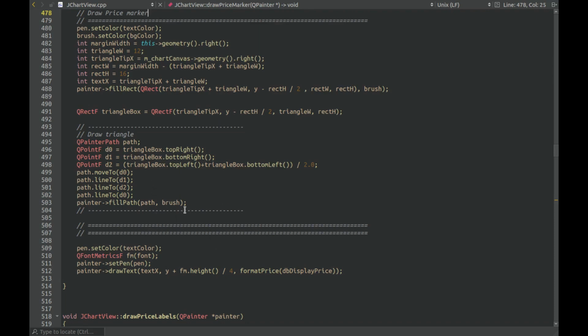painter path, fill the rect, set my color, repeat the process with my font, getting the font metrics and the font height, and remember the divided by 4, because I only want a quarter of it. Then I'll format the price and pass in the display price. So now let's go ahead, test it out again, and see if the price marker shows up.